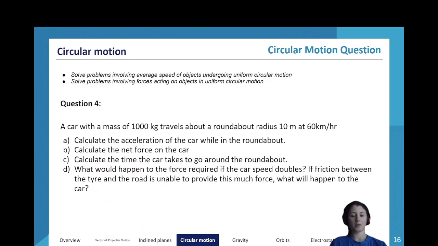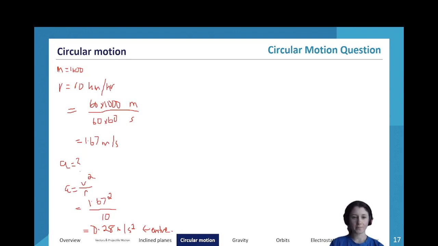Right. Now let's move on to the next question. Calculate the net force on the car. So, to do this, we could use F equals ma.